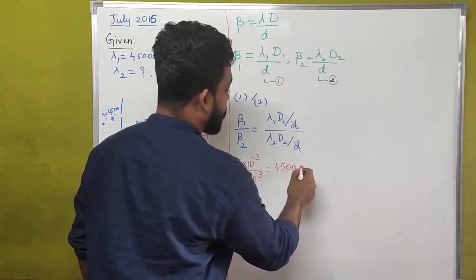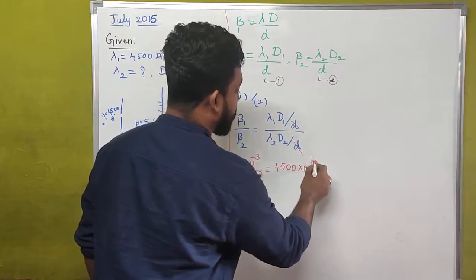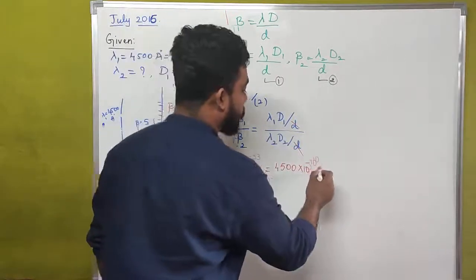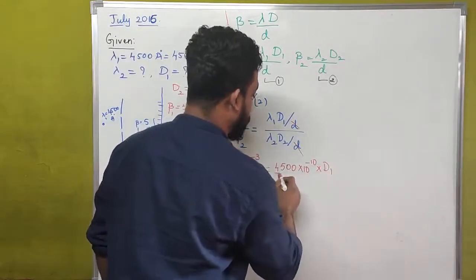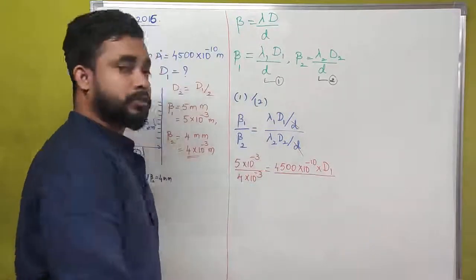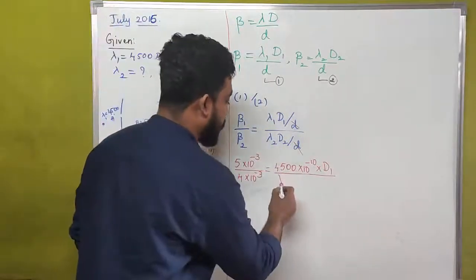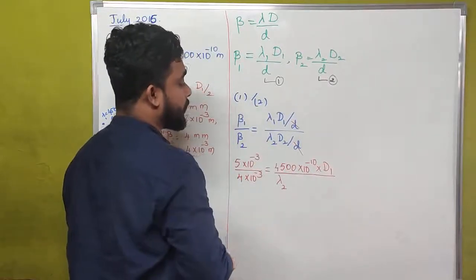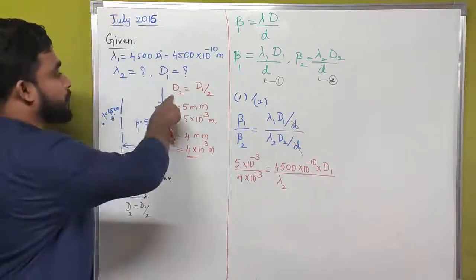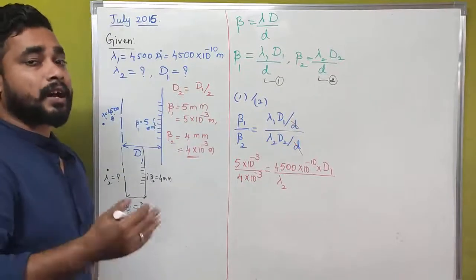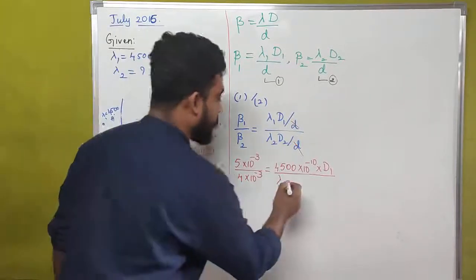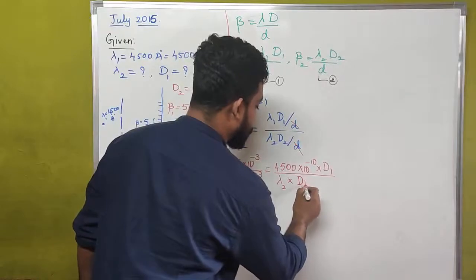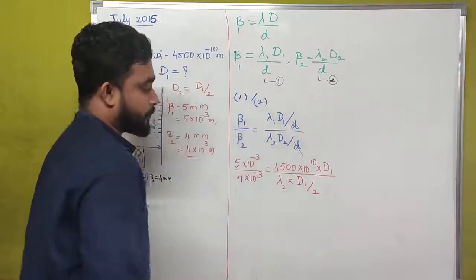4500 into 10 to the power of minus 10 meter, and we don't know the value of d1. That's why we have to write that as it is. Actually here we don't know the value of lambda 2. That's why we have to write that as it. What is the value of d1? Sorry, d2. D2 is equal to d1 by 2. That is half of d1. That is why we have to write that as d1 divided by 2.